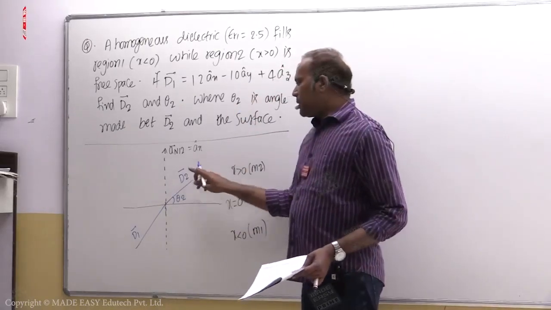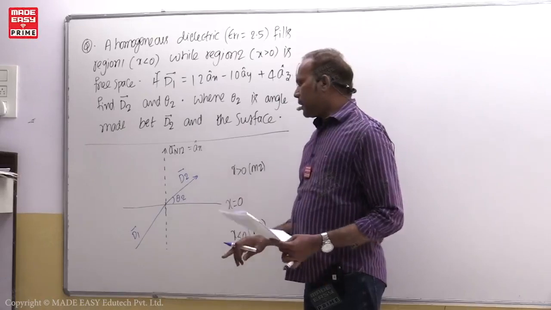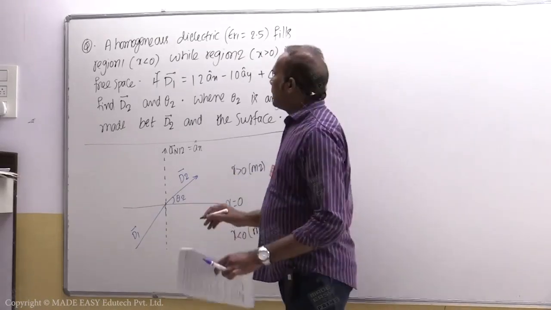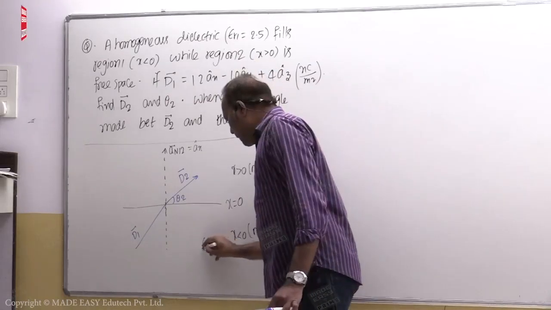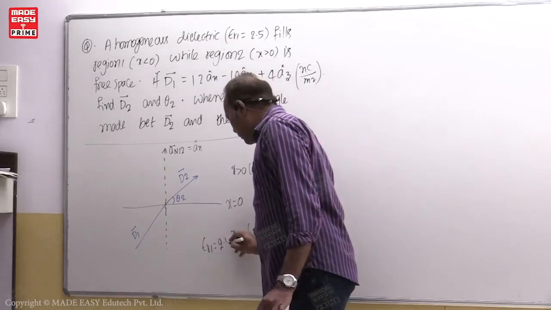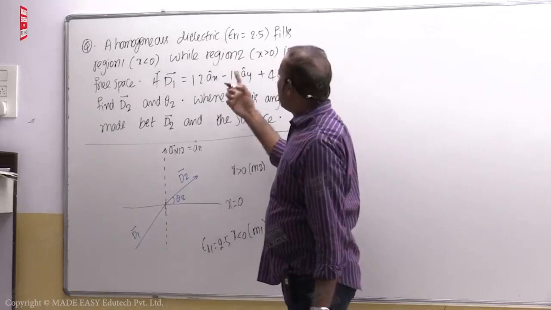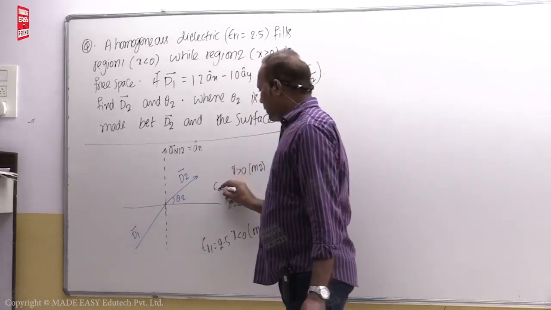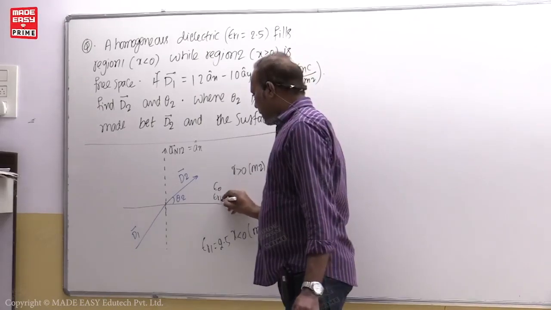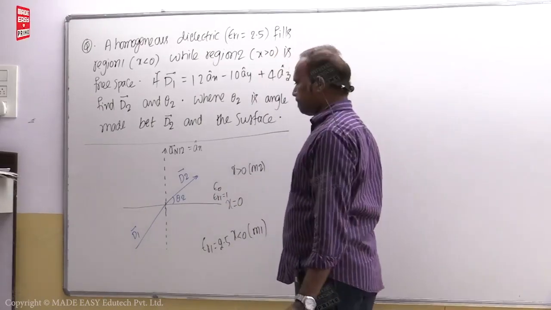Now we have to find what is this D2 bar and what is this theta 2. He has given that this region 1, this is medium 1, has epsilon r1 equal to 2.5, and the second medium is free space, that means this is an air medium. So epsilon r2 is equal to 1 for that.